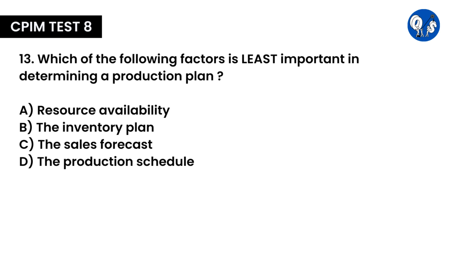Question number 13. Which of the following factors is least important in determining a production plan? A. Resource availability, B. The inventory plan, C. The sales forecast, D. The production schedule. Here the correct answer is D. The production schedule is a short-term detailed execution tool, not a primary input for creating the broader production plan. Production planning focuses on long-term capacity, inventory, and demand alignment. Hence, it plays the least role in determining the production plan.